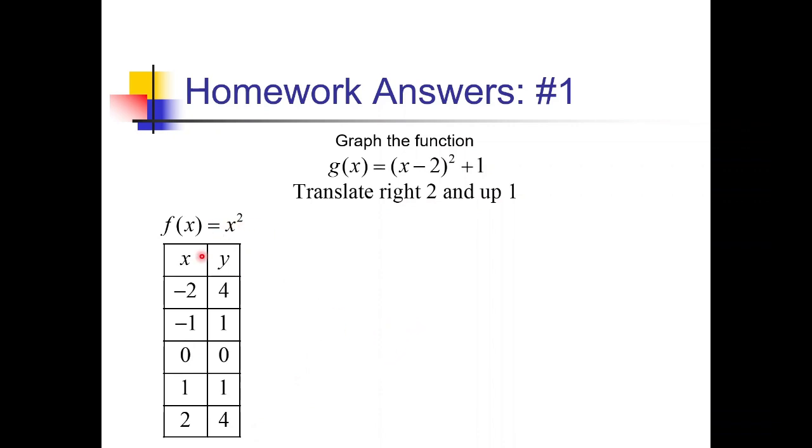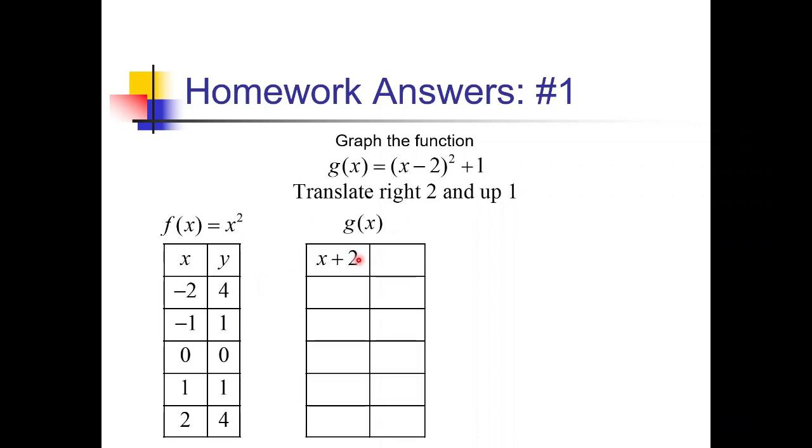Now for the new rules for x and y, since I'm going right 2, I'm going to write x plus 2 for my g function here. Since I'm going up 1, I have to do y plus 1. So going back and adding 2 to all my x values, negative 2 becomes 0, negative 1 becomes 1, 0 becomes 2, 1 becomes 3, and 2 becomes 4. Doing the same idea for the y values, but adding 1 instead, 4 becomes 5, 1 becomes 2, 0 becomes 1, 1 becomes 2 again, and 4 becomes 5 again.